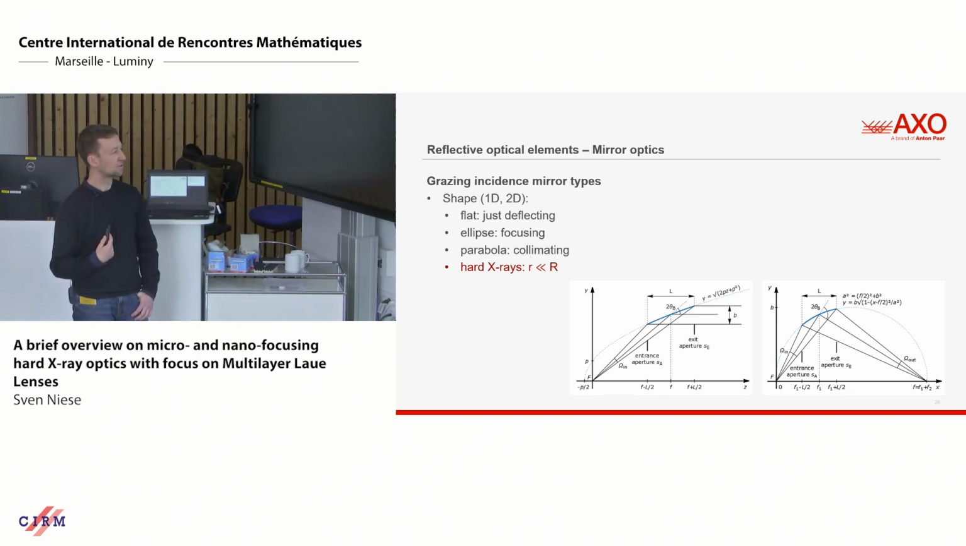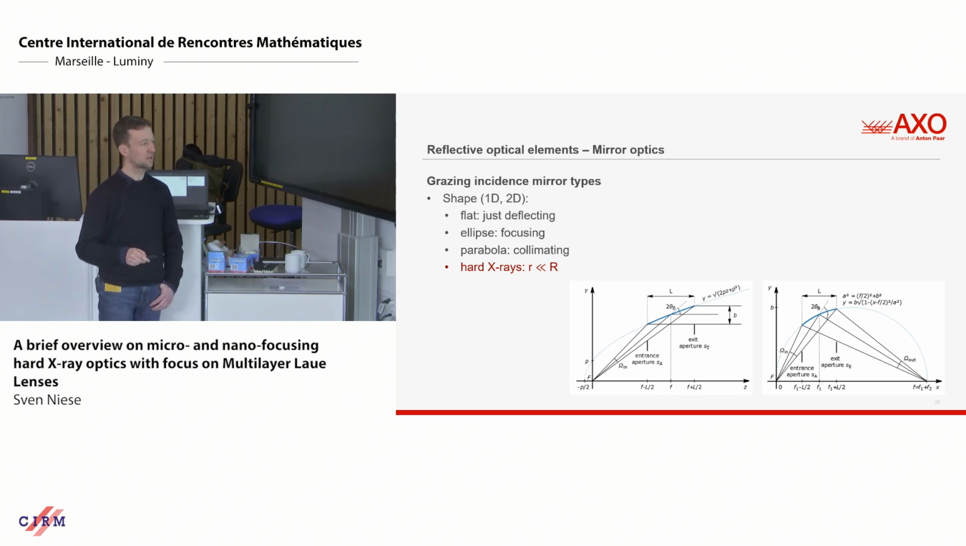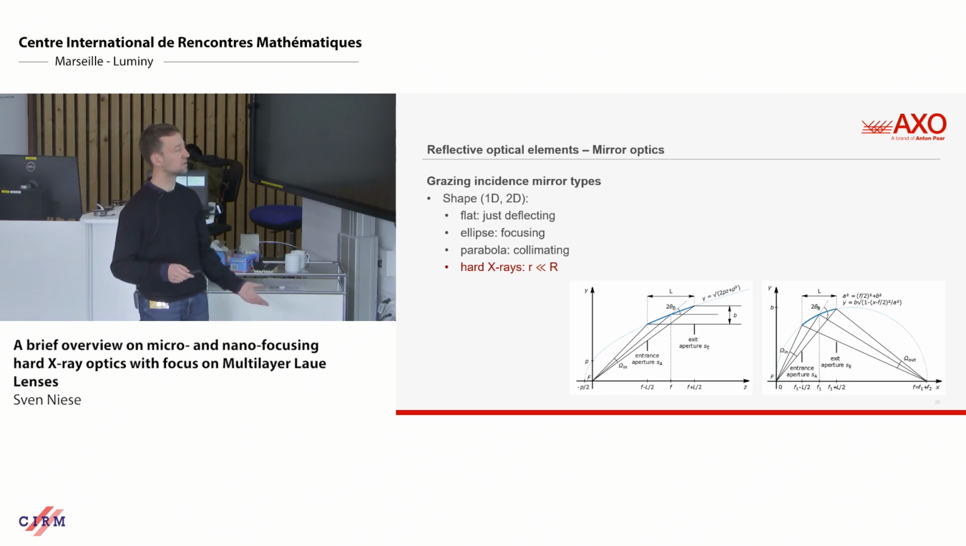If you want to go to the 2D optics, you can also just rotate this geometry around the x-axis here. But typically this means that along the length you have very high radii of curvature, in the order of several meters or several 10 meters. The small radius here is then more in the order of millimeters for the hard X-rays.